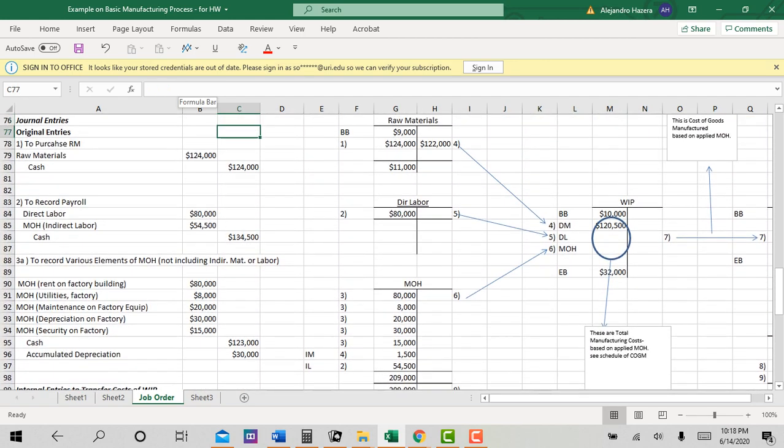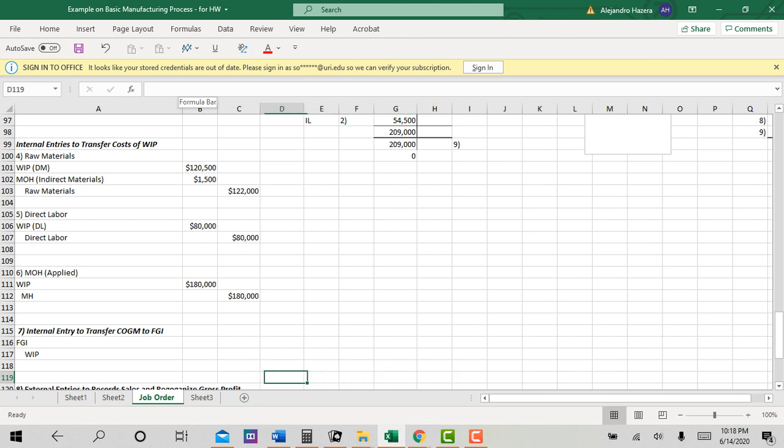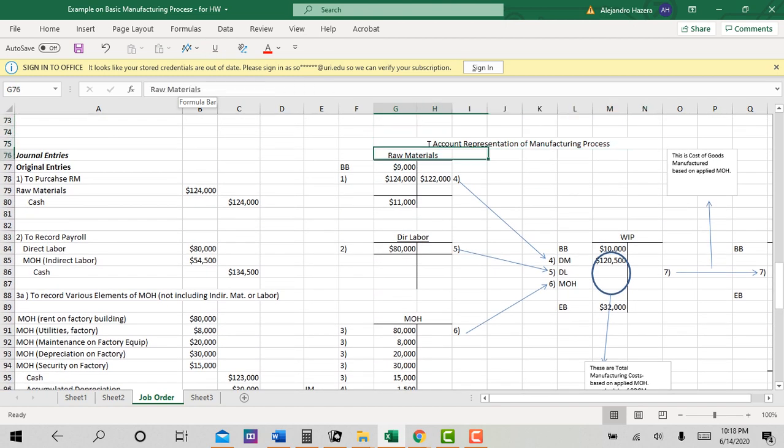Basically what I'm doing is I'm transferring from the raw materials, direct labor, and manufacturing overhead accounts into work in process. Now, I've already done, I believe, entry number 4, where I debited work in process for 120,500. I debited manufacturing overhead for indirect materials for 1,500, and then I credited raw materials for 122.